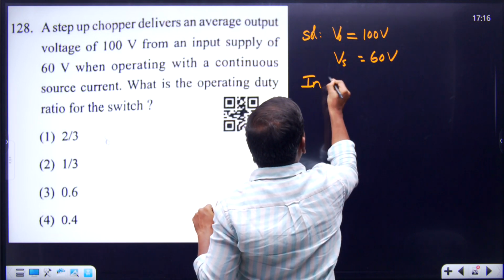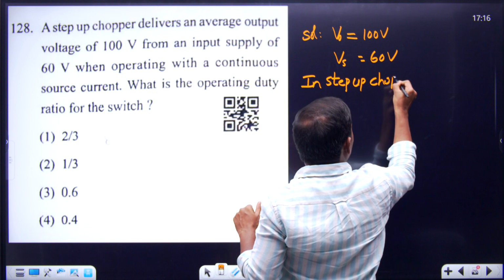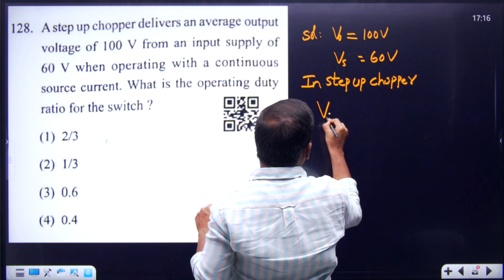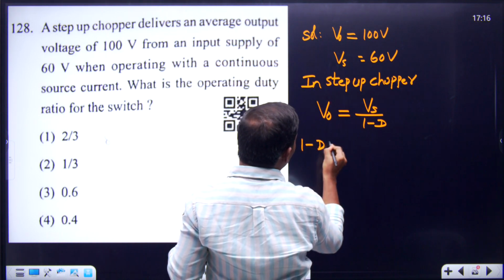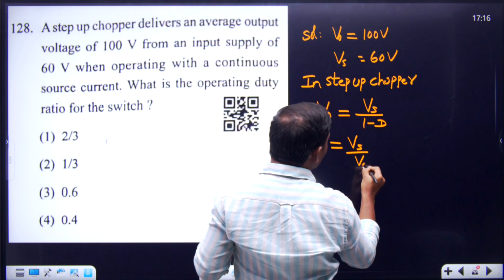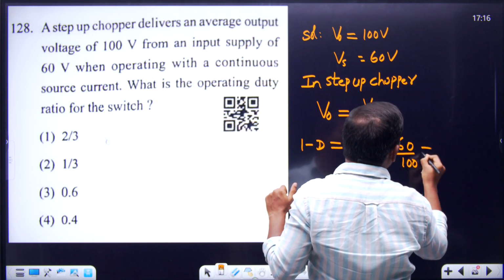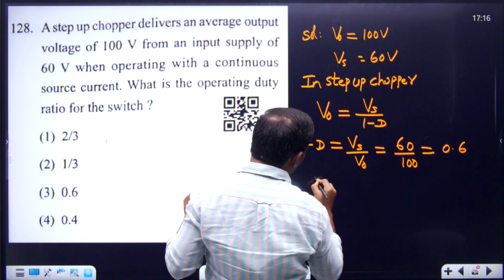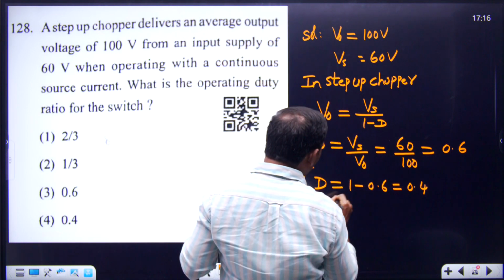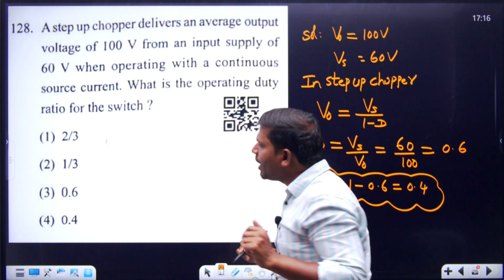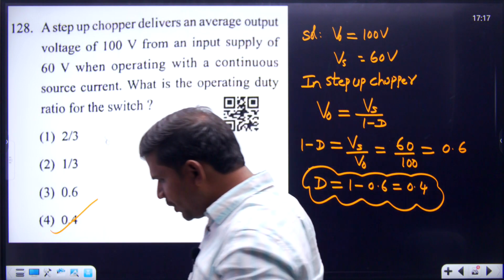Students, in a step-up chopper, we know this: V0 equal to Vs by 1 minus D. From this, 1 minus D equal to Vs by V0. Vs is how much? 60 volts, V0 is 100. Then 1 minus D equal to 0.6. Then what is the duty cycle, students? 1 minus 0.6, this is equal to 0.4. The duty cycle equal to 0.4. Then which option is correct? Option 4 is correct. It's a very simple calculation.